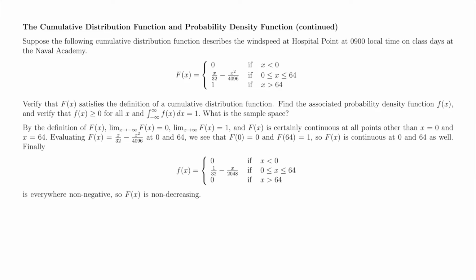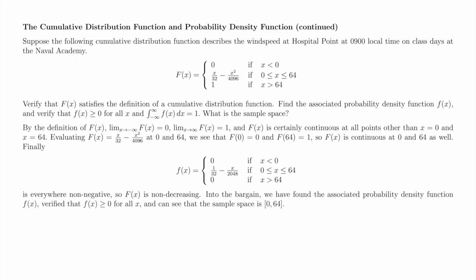To see that big F is non-decreasing, compute the PDF little f, which is everywhere non-negative, so big F is non-decreasing. So we've computed the PDF and verified that it is non-negative. We can also see that the sample space consists of numbers greater than or equal to 0 and less than or equal to 64, since that interval and its endpoints are the region where little f is non-zero. With some admittedly sloppy notation, we see that the PDF indeed integrates to 1.